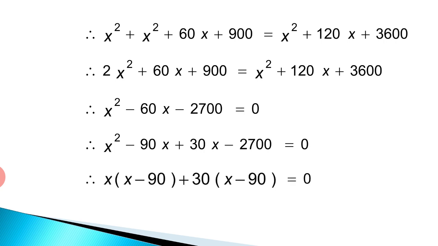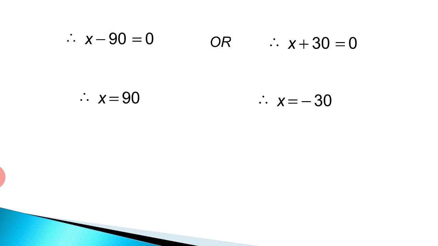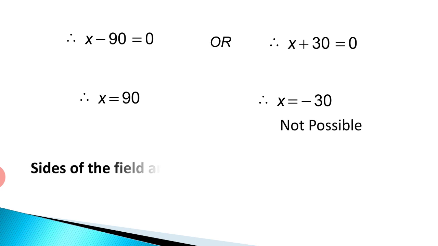So now taking again x common, so x minus 90, plus 30 common from the next two terms, so you get x minus 90. So what are the factors? (x minus 90) into (x plus 30). Equating each one to 0. So you get x minus 90 is equal to 0 or x plus 30 is equal to 0. So we get x is equal to 90 here, and here you get x is equal to minus 30. Now length or distance cannot be negative, so x equal to minus 30 is not possible. So then which is the left value with us? x is equal to 90.